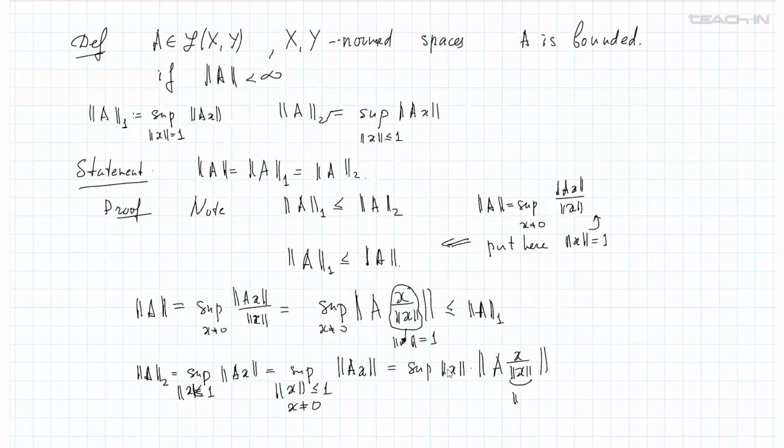Again, the norm of this element equals 1, and the norm of this element is less or equal to 1. We take the supremum over all elements from the ball, but not 0. And we immediately obtain that it is less or equal to the norm. So it's the end of the proof, and the supremum on the unit sphere is more convenient.